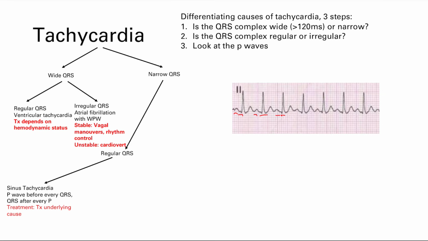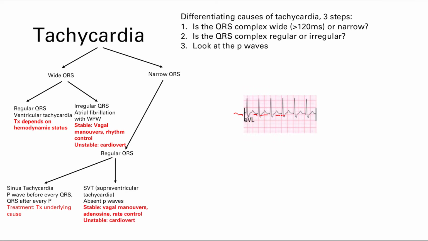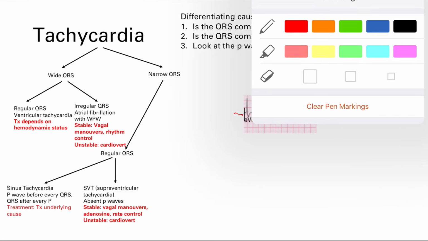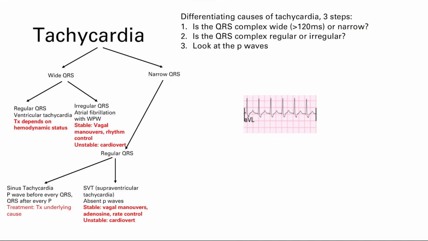Now, again, we have narrow QRS, regular rhythm. The next one is if you have absent P waves. Absent P waves is a supraventricular tachycardia.